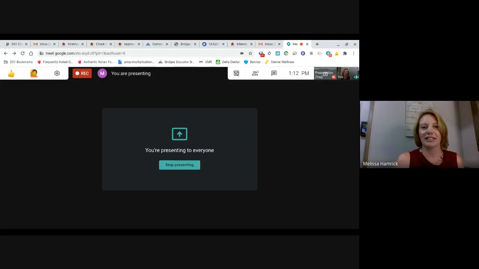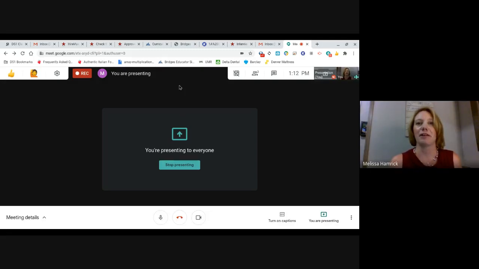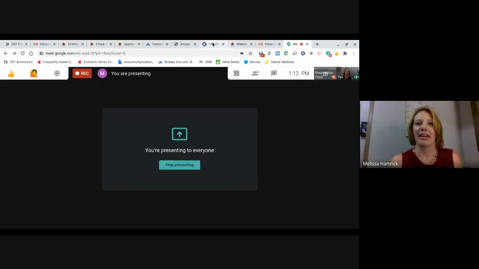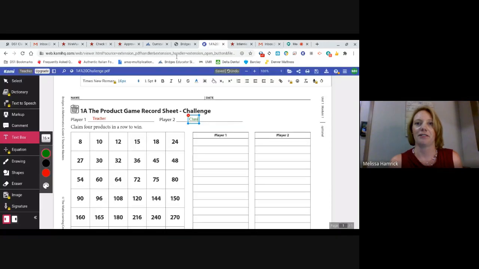Hi everyone. Today we're going to be doing a lesson on factors that make a product. So using numbers to make a product. We're going to have a game board and we're going to work in partners.